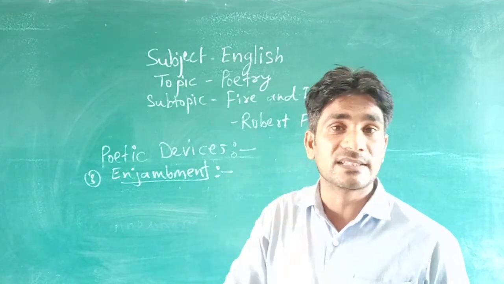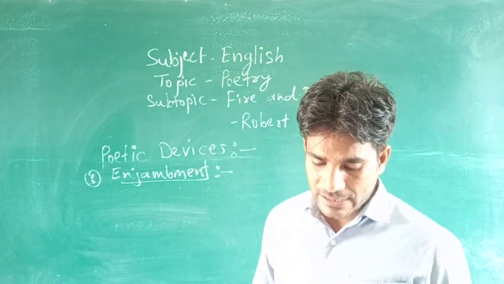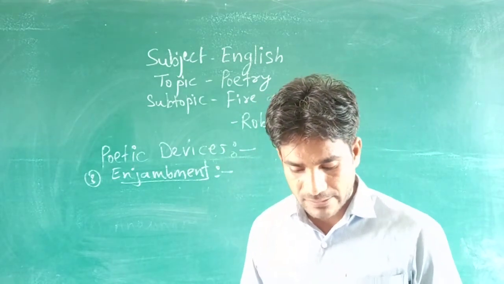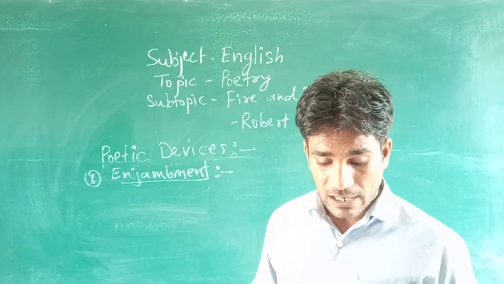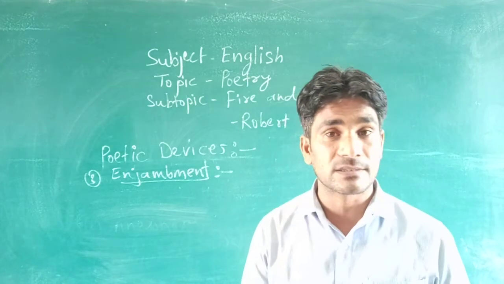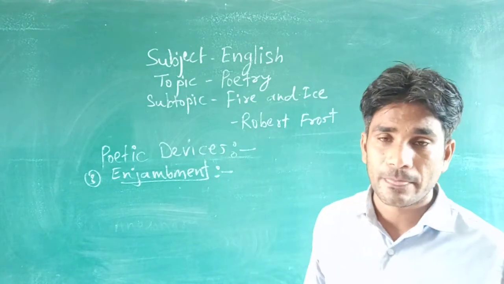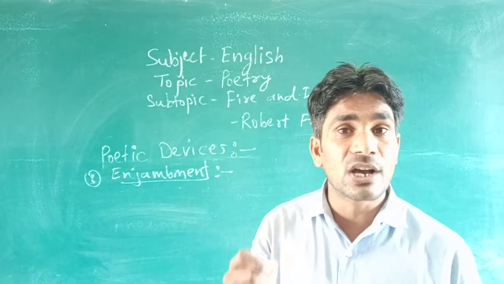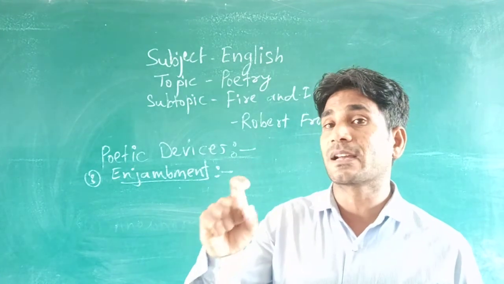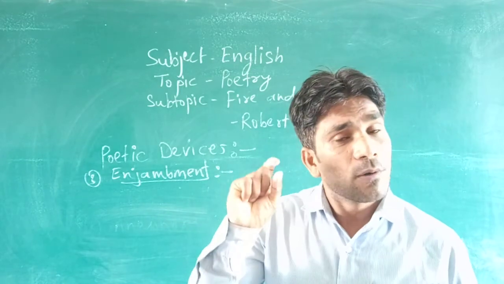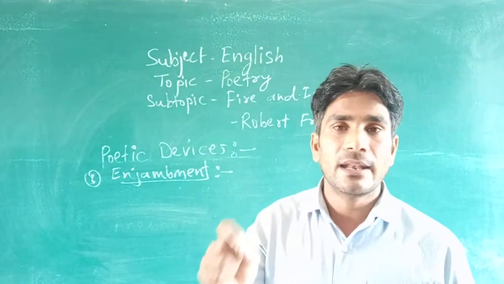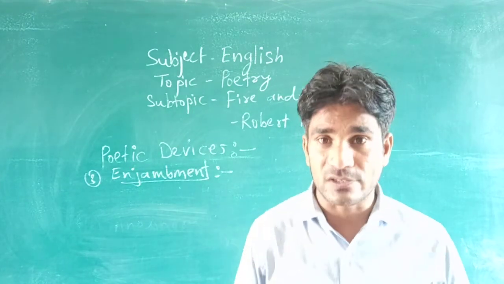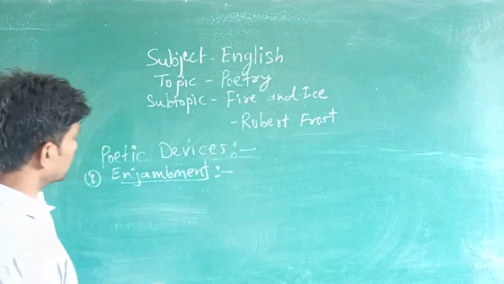Look at the last 3 lines of the poem. To say that, last 4 lines. Look at there. I think I know enough of hate to say that for destruction ice is also great and would suffice. The last 4 lines of this poem, in the second stanza. There is enjambment, because that is a sentence which has been continued in consecutive 4 lines without using any punctuation mark. So this is called enjambment. Look at the example.